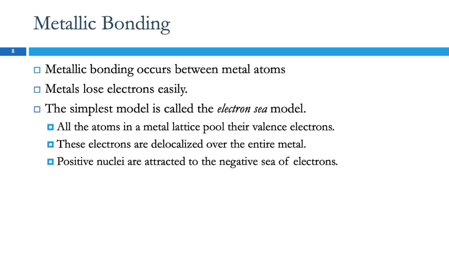Metallic bonding happens between metals. We'll talk more about this later. Metals lose electrons easily, and so the simplest model for metallic bonding is called the electron sea model, where essentially you have the valence electrons just being kind of loose in the metal, like in a pool or an ocean, a sea of electrons, and they can move around. And like I said, we'll talk more about that one later.